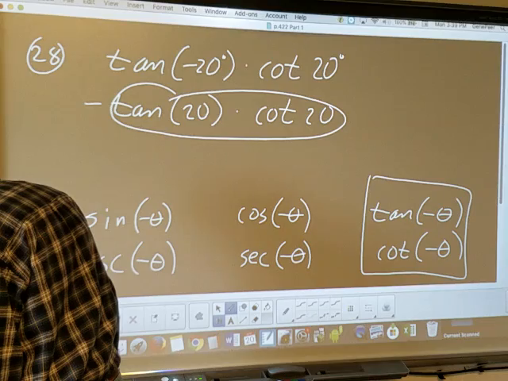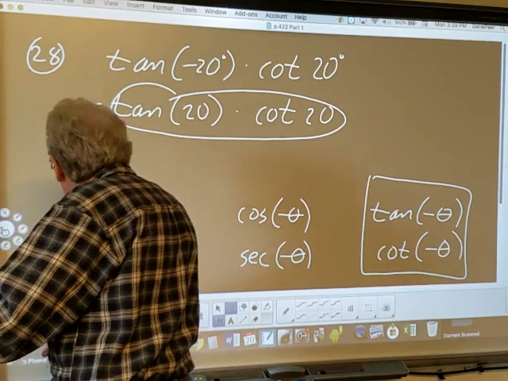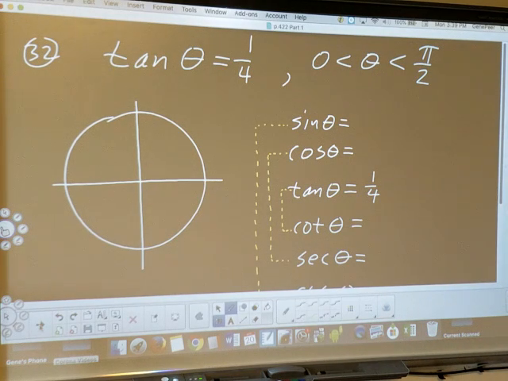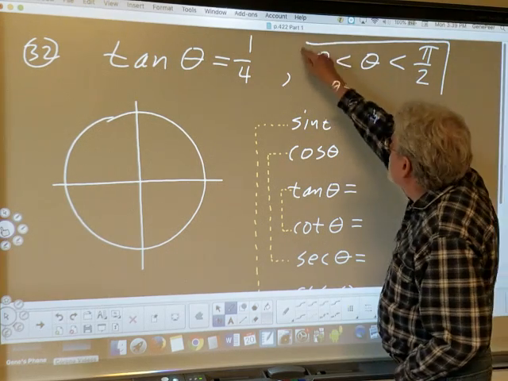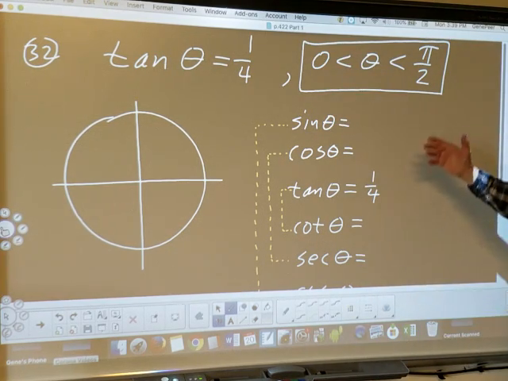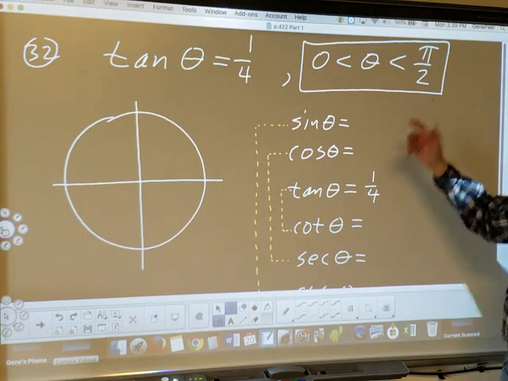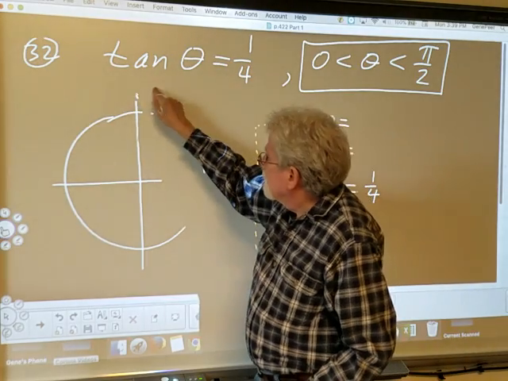We now move on to number 32. A different kind of problem this time. They gave us the tangent of the mystery angle is 1/4. They also told us right here what quadrant it's in. You're going to see this every now and then. Don't let it baffle you. It just says that my theta is between 0 and pi/2.